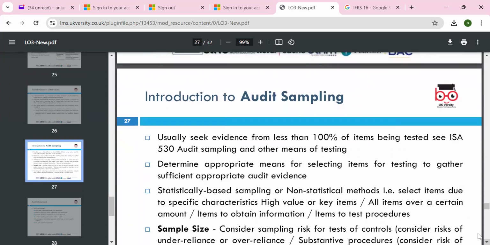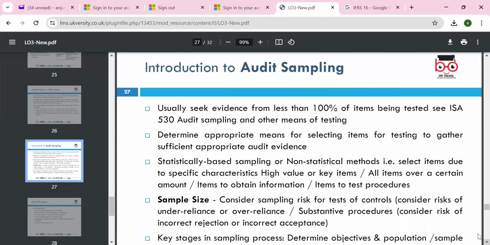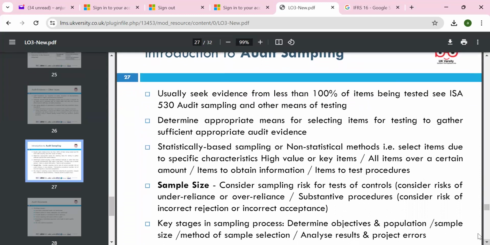Audit sampling usually seeks evidence where less than 100% of items are tested, as per ISA 530 on audit sampling. Another means of testing, as per the standard, is to determine the appropriate means of selecting items and testing them to get sufficient appropriate evidence. We can use statistical sampling or non-statistical sampling, as we mentioned earlier, and high value and key items. For high value items, we consider the control, the value, and on what basis revaluations and impairments are made, such as the revaluation of the asset and impairment.